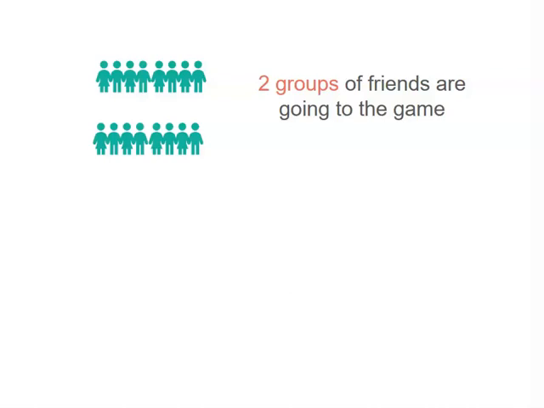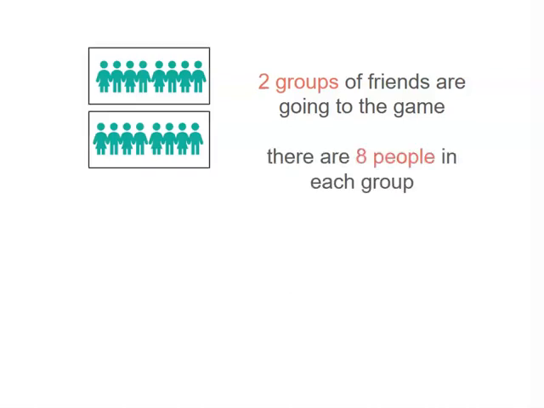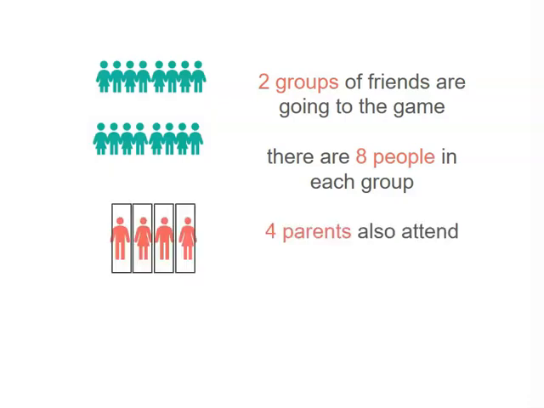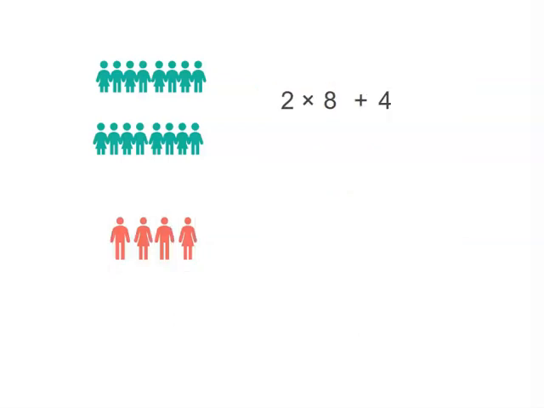2 groups of friends are going to the game. Each group of friends has 8 people, so you can see we've got 2 groups of 8. So it would be a good idea to count those first because that takes care of lots of them. 4 parents are also attending, so we can add that on after. 2 groups of 8 is 2 multiplied by 8, and then 4 more.